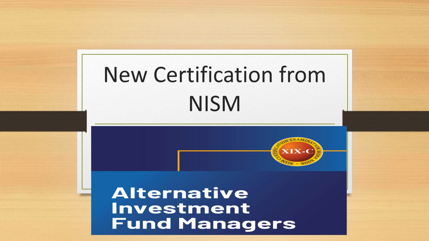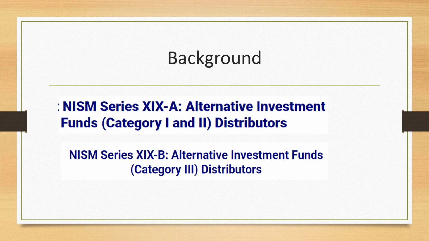Now, before I talk about this certification in detail, let me tell you that NISM already has two certifications, which are about the distributors of alternative investment funds. So it's very important to note that the new certification, which is 19C, has been introduced for the fund manager, but 19A and 19B are for alternative investment fund distributors. So as you can see on this screen, 19A takes care of category 1 and 2 alternative investment funds, and 19B is for category 3 alternative investment fund distributors.